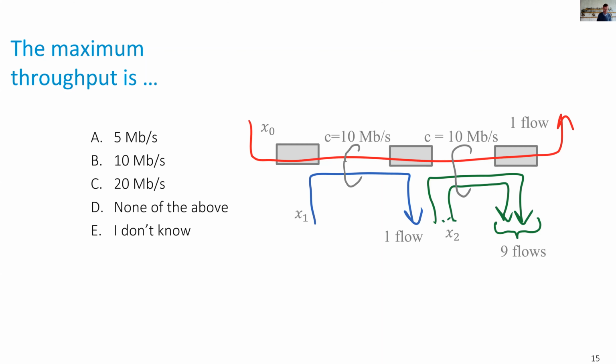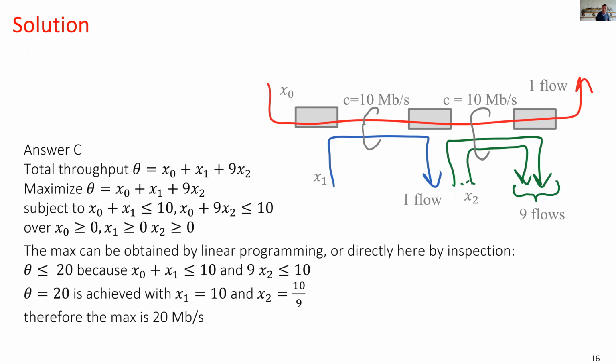Well, the intuition says B, but the correct answer is C. In fact, if we really care only about the total throughput of this network, the sum of x0 plus x1 plus 9 x2, then the optimal is to give 0 to x0 here, and to give 10 to this guy, and to share the 10 with the 9 guys here. So we'll have 10 to the blue, 10 in total for the greens, so total throughput will be 20.